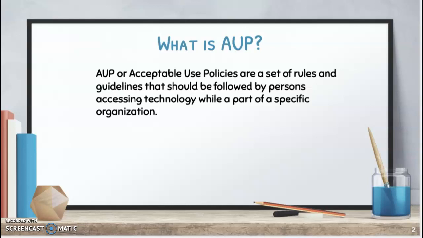So, what is an AUP? An acceptable use policy is a set of rules and guidelines that should be followed by persons accessing technology while a part of a specific organization.